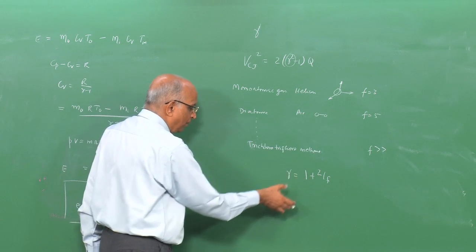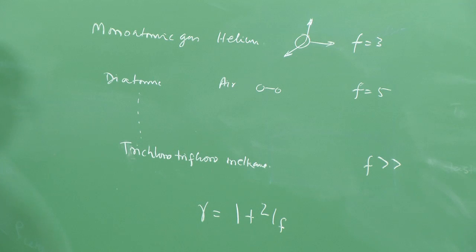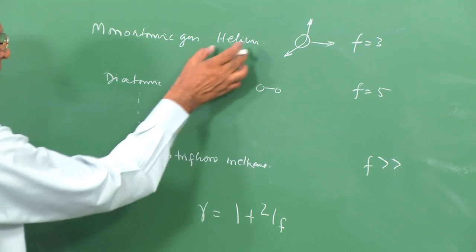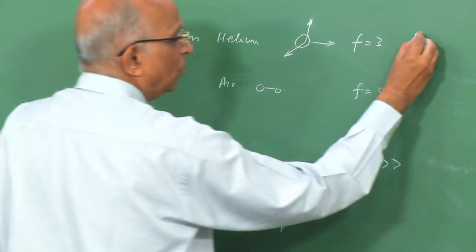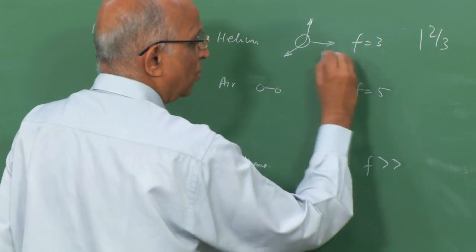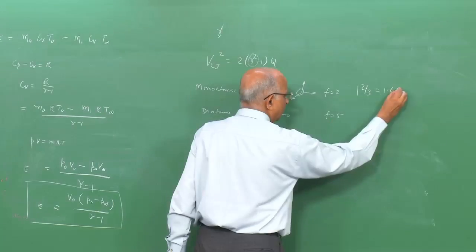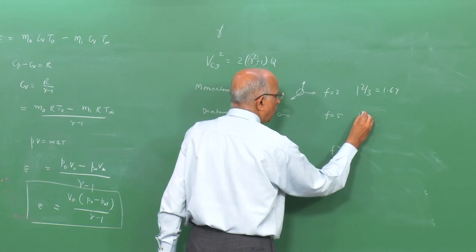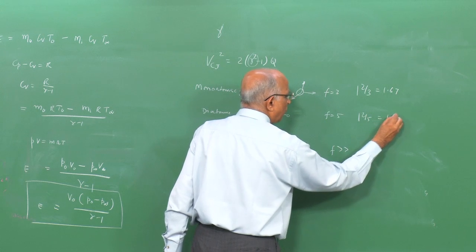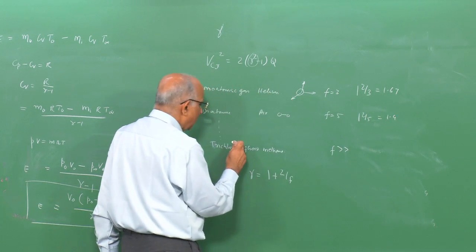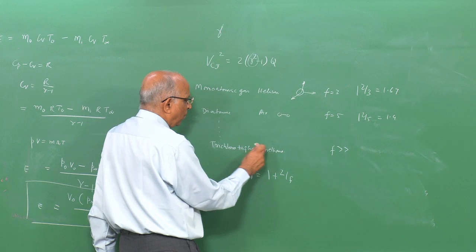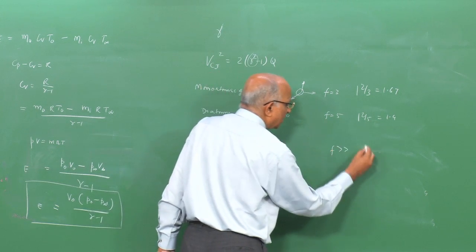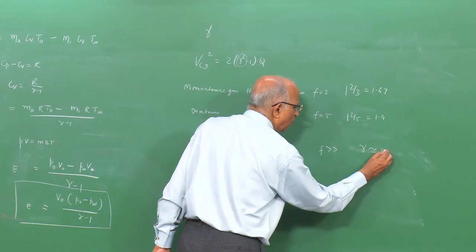This comes from the kinetic theory of gases, and therefore you find that for monatomic gases such as helium, which has a degree of freedom of 3, gamma is equal to 5 by 3, which is equal to 1.67. For a diatomic gas, it is 7 by 5, which is equal to 1.4. And for a gas like trifluoromethane or dichlorodifluoromethane, gamma is of the order of around 1.1.